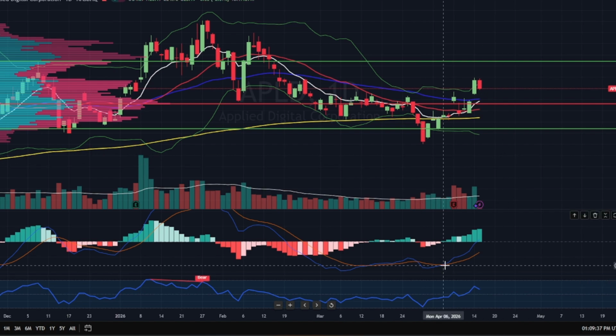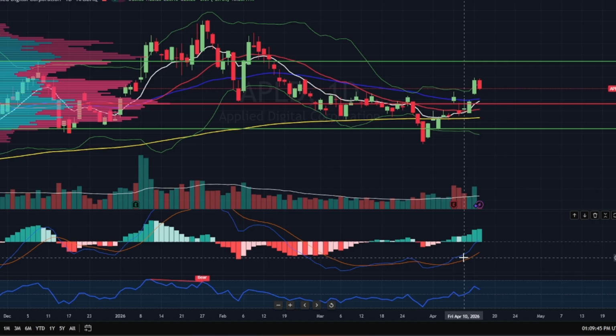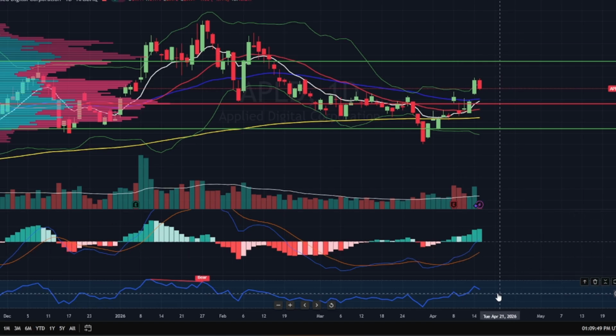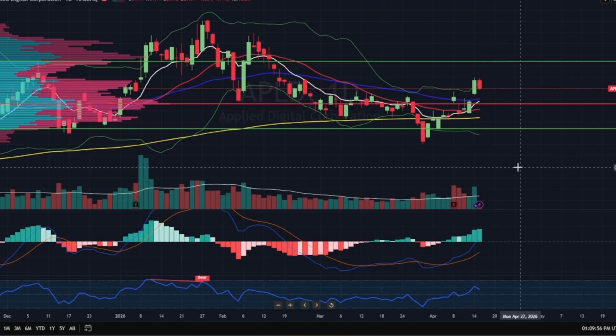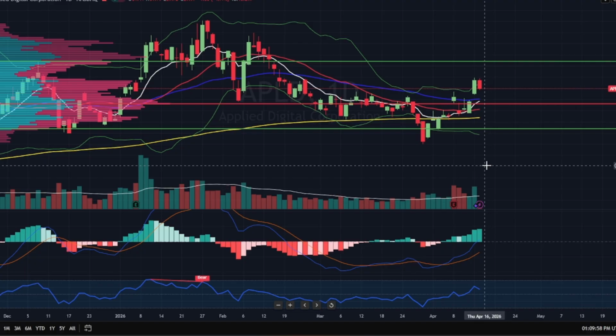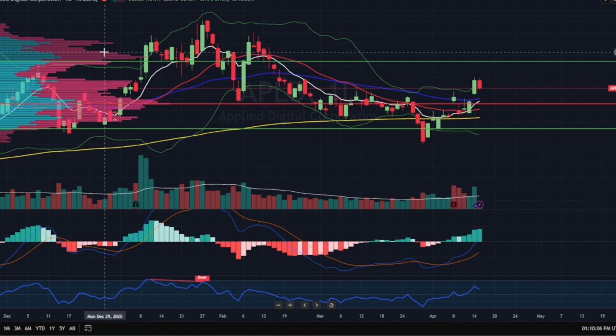I also have a MACD crossover back here, and we are just crossing over the zero line. These are all momentum towards the upside indicators that I like to look at. We're also about 54, 55 on the RSI, which suggests not an oversold position, but a stronger position on the daily.